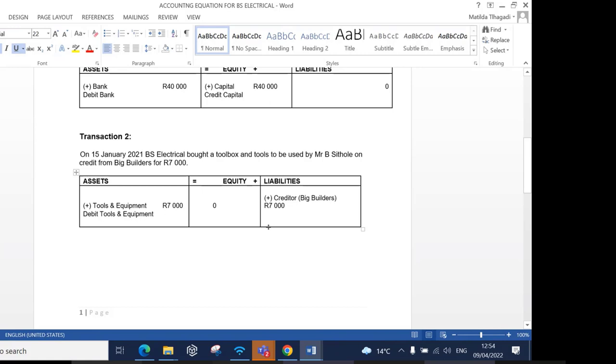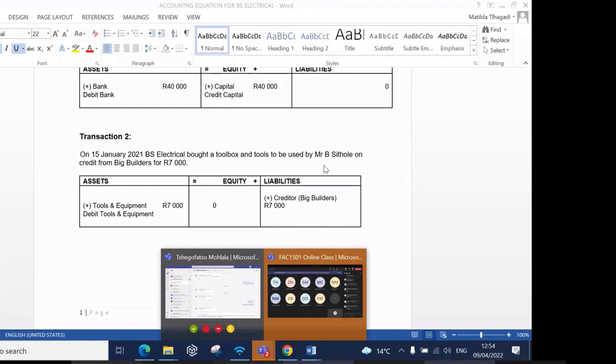Can you see that my transaction balances? Plus 7,000 equals plus zero plus 7,000. Can you see that my transaction balances? So any issues with transaction number two?